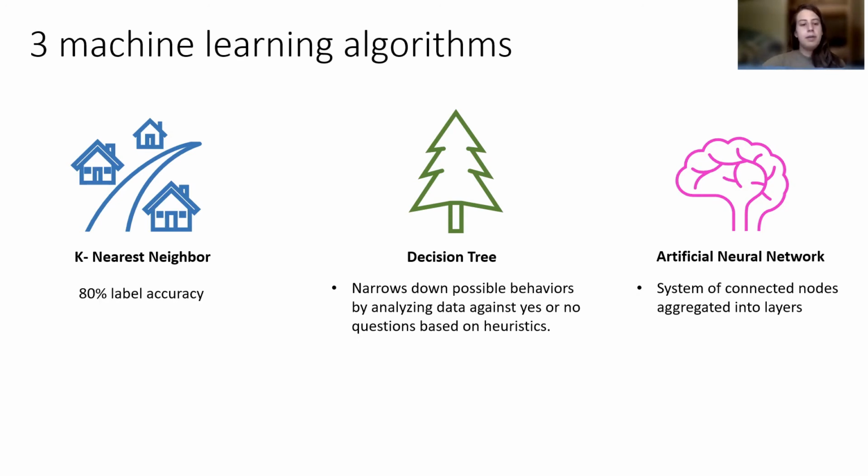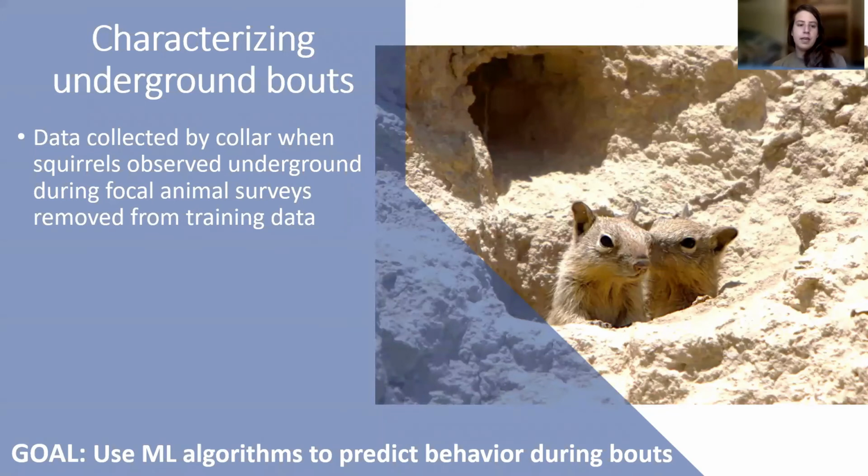And so currently we have run our KNN model, and it is predicting behaviors from trained data correctly about 80% of the time. And we hope in the coming months we will have our decision tree and neural network up and running as well. And so once all our algorithms are performing well on the training data, we can then move to feeding the algorithms unsupervised data.